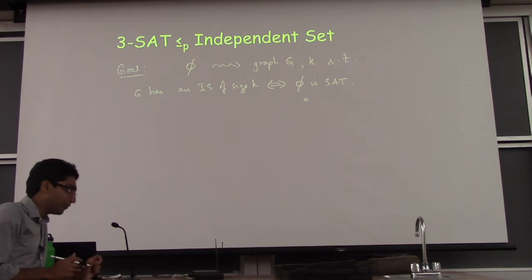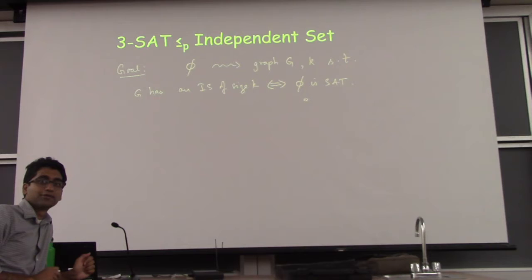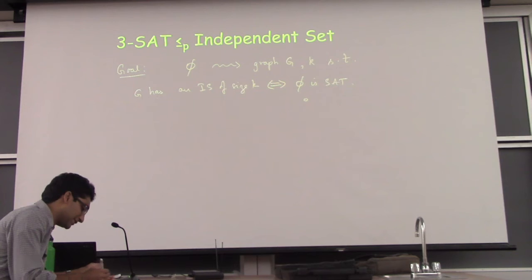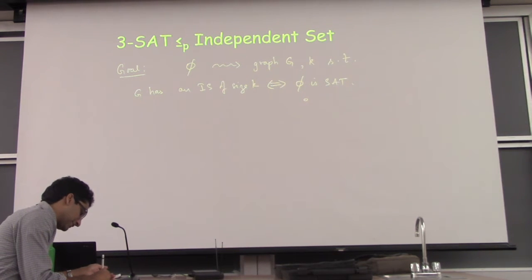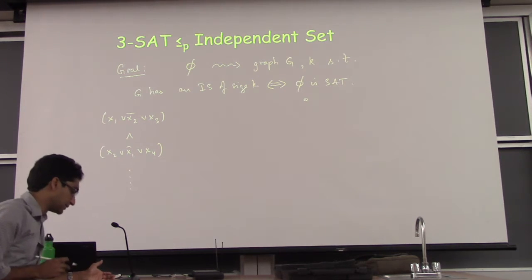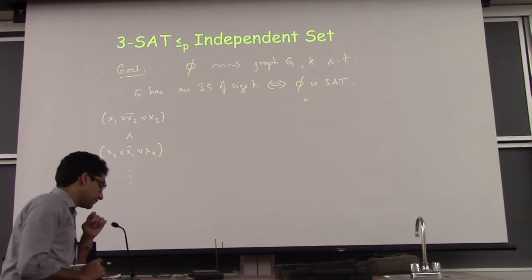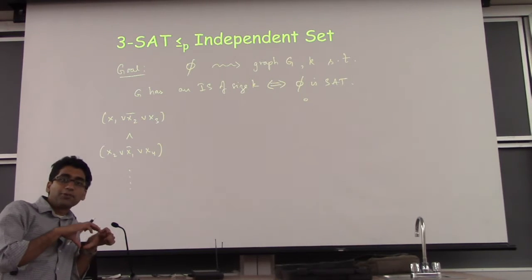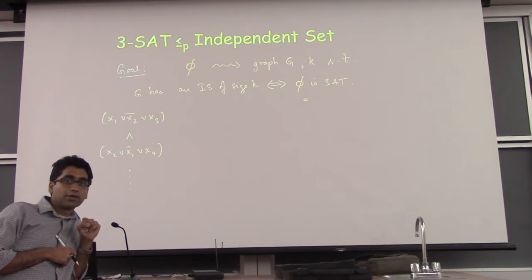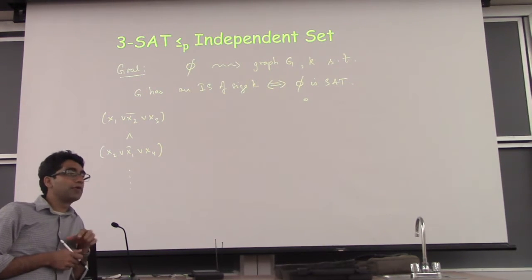So how do we go from a formula to a graph? A formula has a bunch of variables and a bunch of clauses, right? So let's start with it on the left. Maybe its first clause is x1 or x2 bar or x3, something like this. And note the goal: we want to show that this formula is satisfiable if and only if the graph you construct has a big independent set. And what do we mean by a formula being satisfiable?